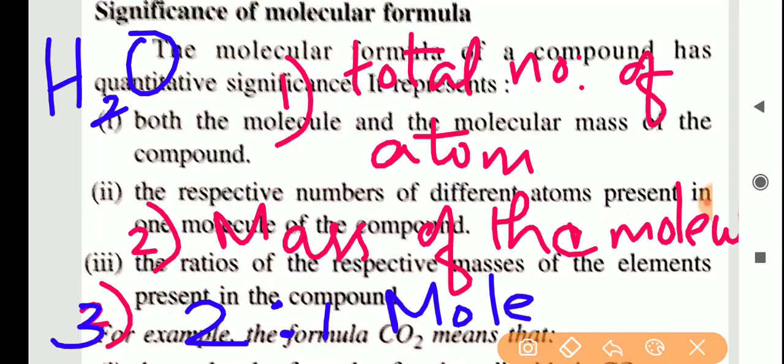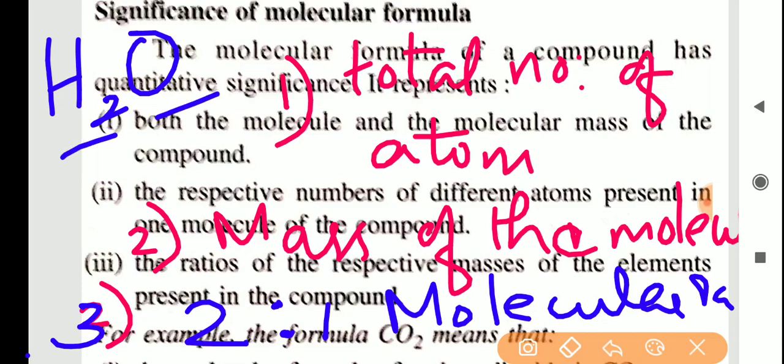So these are the significance. This much is enough. Thus these 3 points you can write instead of the 3 points given in your textbook. What are the significance of molecular formula? First significance is the molecular formula will show the total number of atoms. So here how many atoms are there? 2 hydrogen atoms and 1 oxygen atom, total number of atoms.